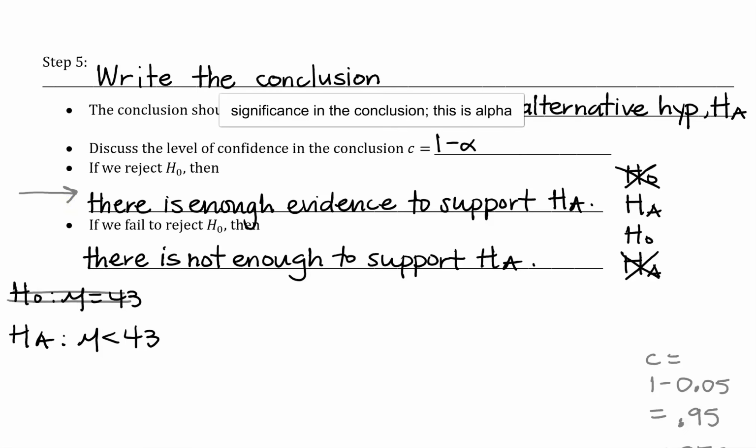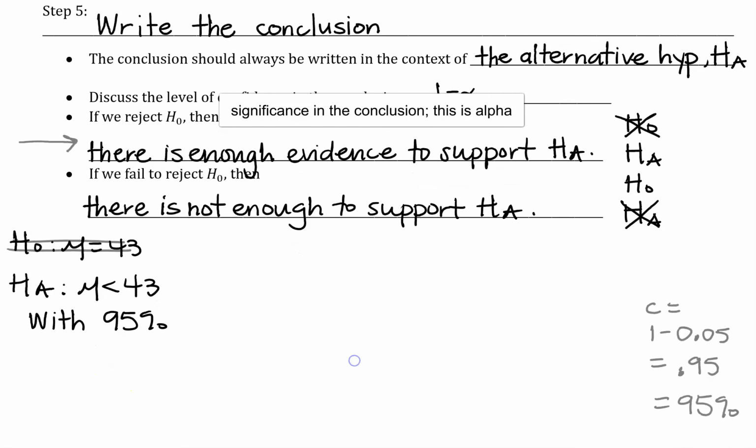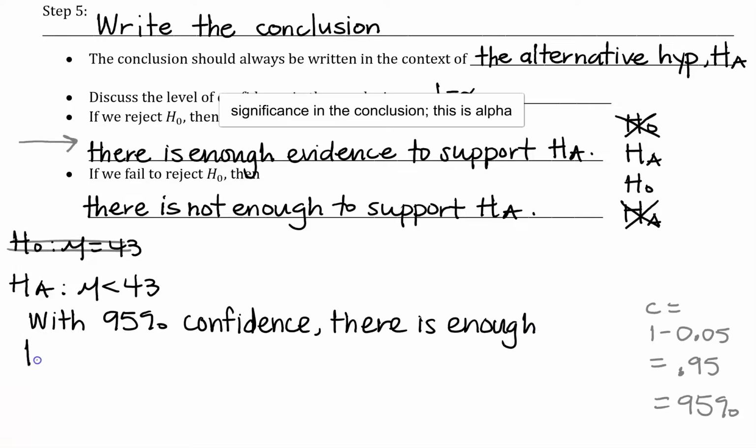So we are going to say that with 95% confidence, that's our confidence level, which we calculated by doing 1 minus alpha. With 95% confidence, there is enough evidence to support, and I'm not just going to write the letters HA. I want to give this in the context of the problem. HA is that the population mean, that's what mu stands for, is less than 43 grams.